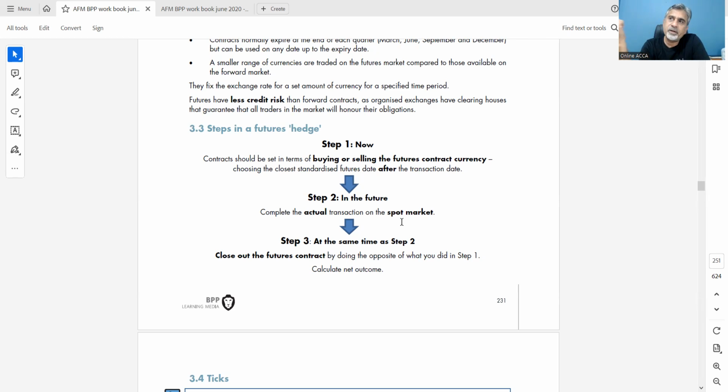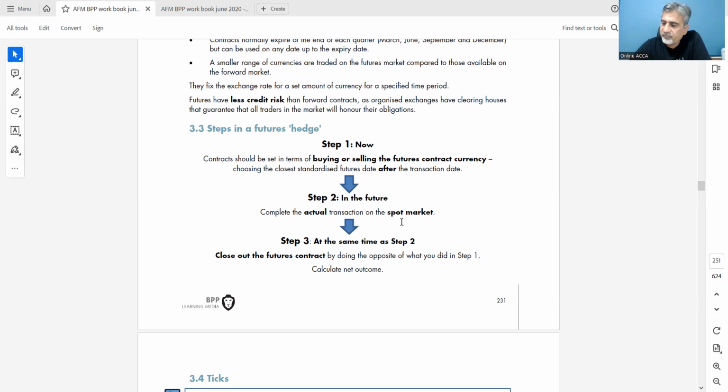So number one, you understand that for risk management the instruments you use are forward contracts, futures, options, and swaps. Within options, you sometimes use collars as well. Forward contracts are very simple; there is no complexity in them. Swaps could be a little complicated, but mostly in the exam they ask about futures and options, so you should be very clear on futures and options.